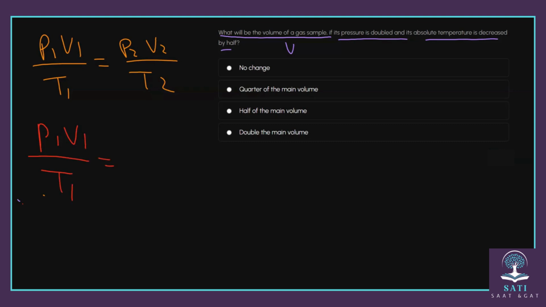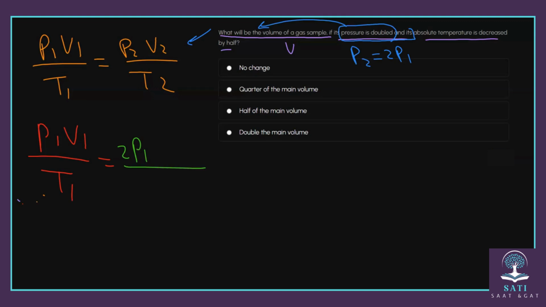Good. Now, when I go to the second case, I see the pressure here is doubled. That means when they say the pressure is doubled, it becomes twice the pressure of the previous one. So P2 is twice P1. So I write it in terms of P1, like 2P1.